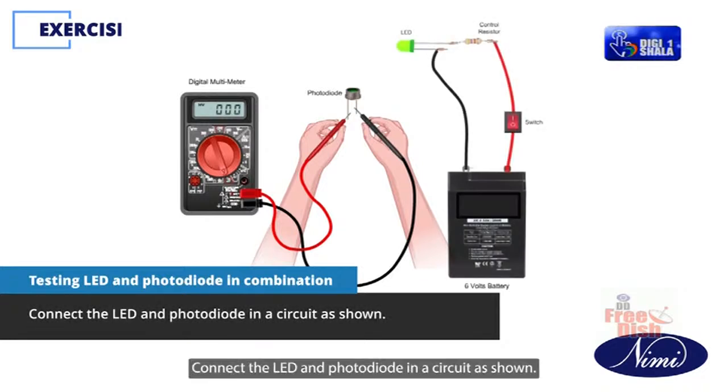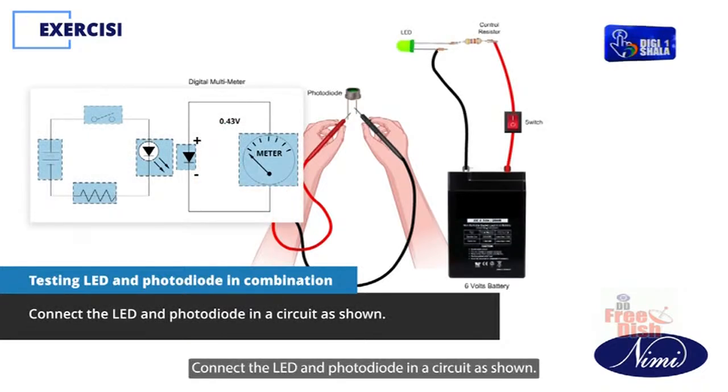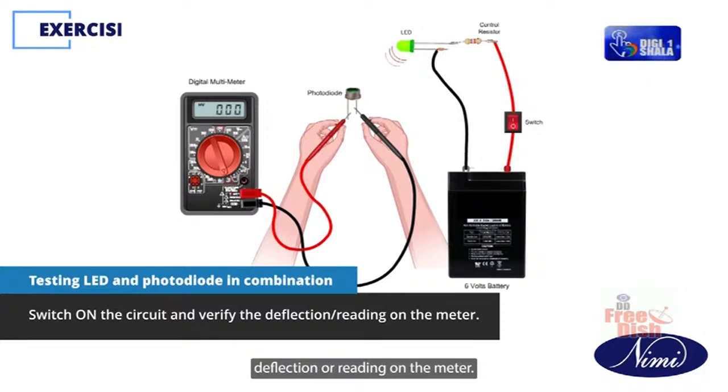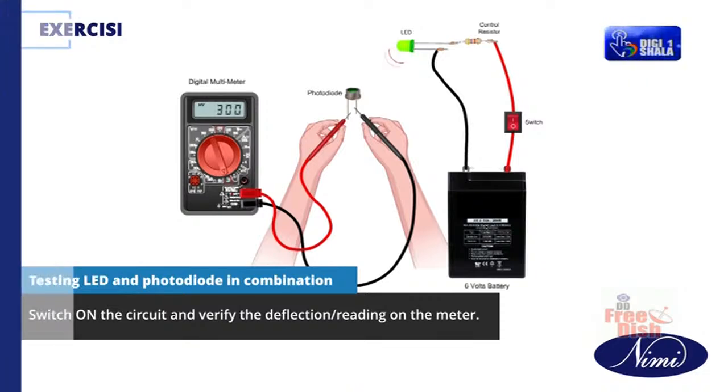Connect the LED and photodiode in a circuit as shown. Switch on the circuit and verify the deflection or reading on the meter.